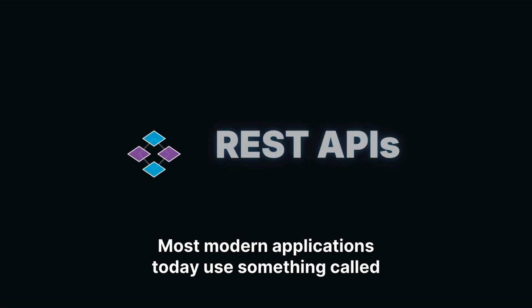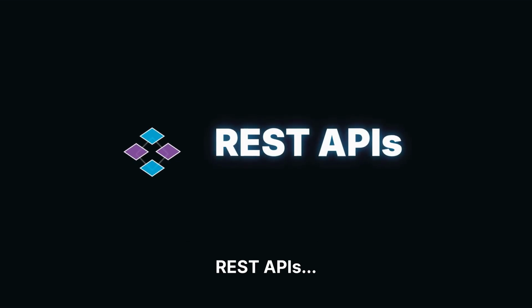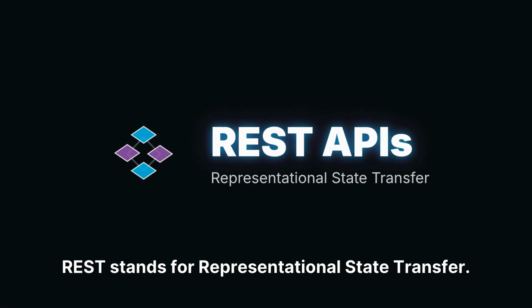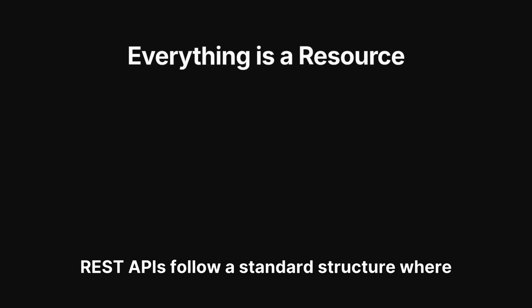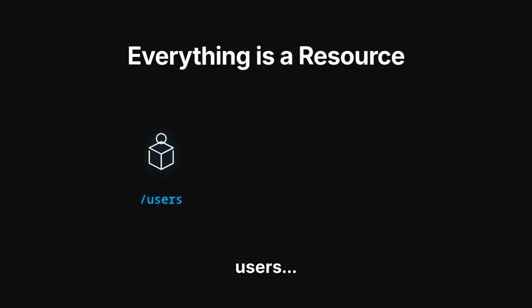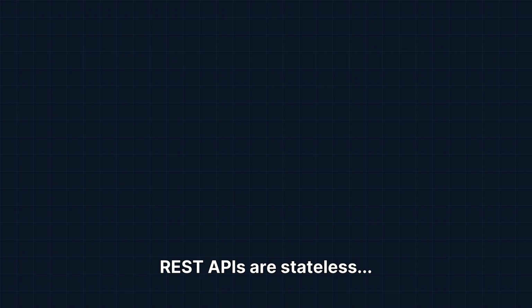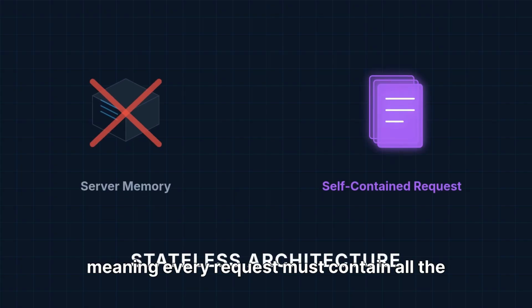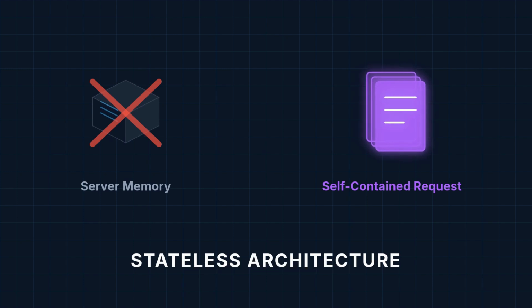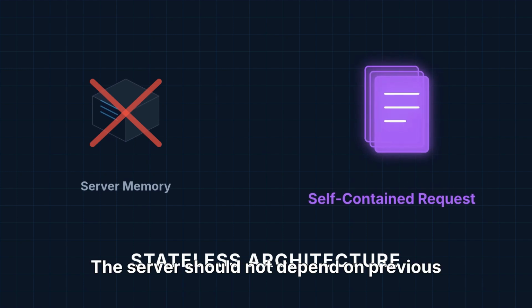Most modern applications today use something called REST APIs. REST stands for Representational State Transfer. REST APIs follow a standard structure where everything is treated as a resource. Examples include users, products, and orders. REST APIs are stateless, meaning every request must contain all the required information. The server should not depend on previous requests.